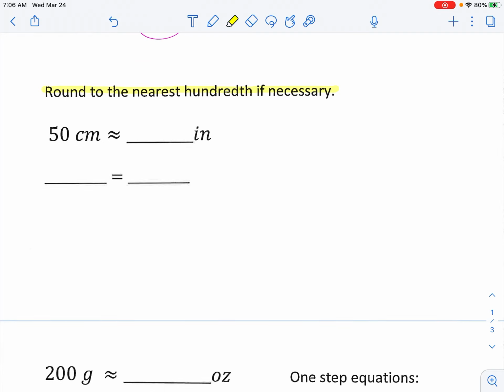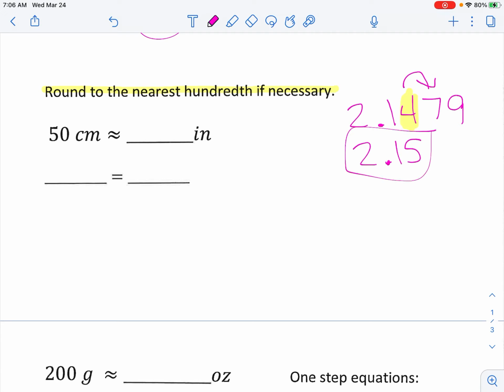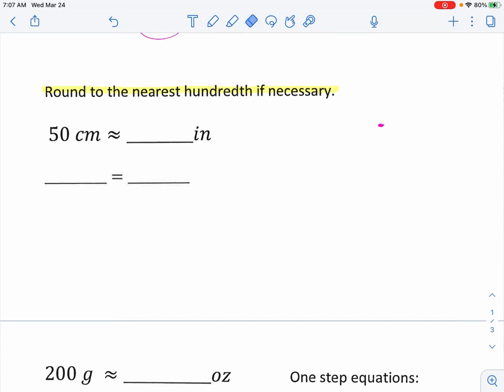Now notice what it says here, round to the nearest hundredth if necessary. Remember, when we're talking about decimals, if I have 2.1479, the hundredths place is where the 4 is sitting. You have to look at the thousandths place to see if that 4 is going to stay a 4 or if that 4 is going to round up. A 7 would tell that 4 to round up. So that would round up to 2 and 15 hundredths. So when it says round to the nearest hundredth, you should never have more than 2 digits past your decimal.